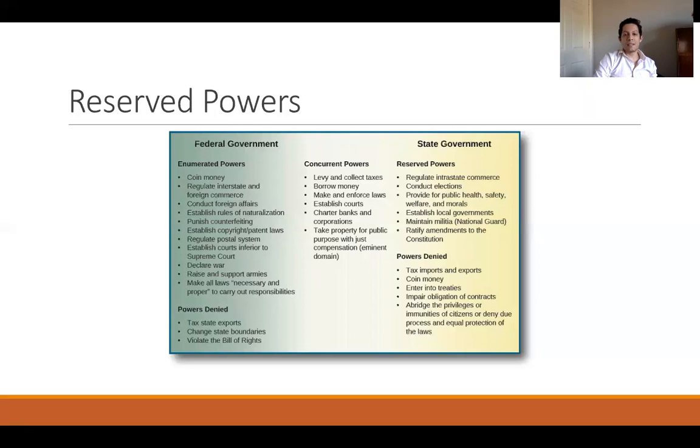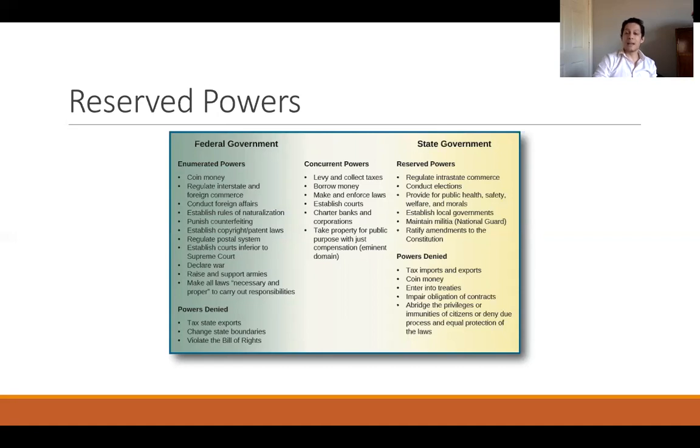And so they came up with a system of reserved powers, as shown here. I won't go through all of them, but there are enumerated powers, which are specific powers mentioned in the Constitution itself that are given to the federal government. There are particular powers that are specifically denied to the federal government.